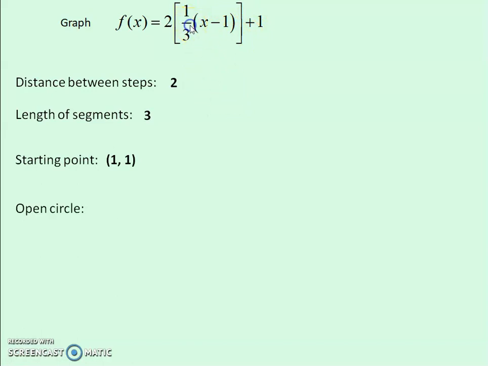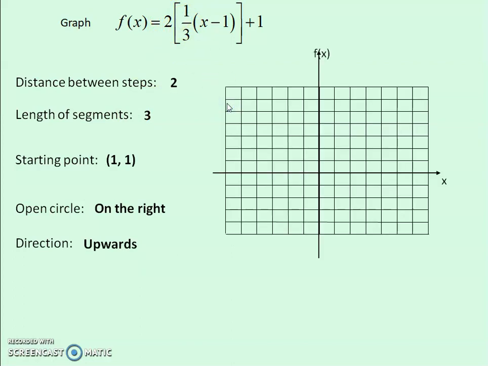Because my B is positive, that means my open circle is on the right. It's going to be filled in on the left and open on the right. And the product of A and B, because these are both positive, means that my steps are going to increase. They're going to go upwards to the right. So where do I begin? Well, I'll start by drawing a filled in dot at 1, 1. And I know that my step length is 3, and I know that my step opens to the right. So I can draw the whole first step.